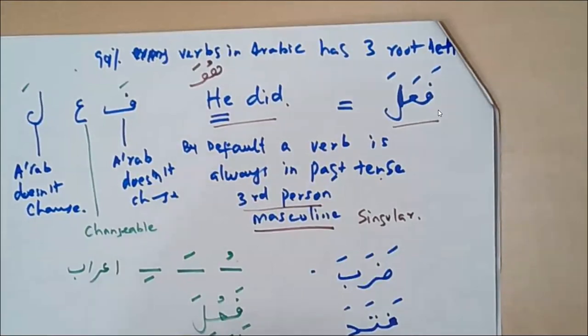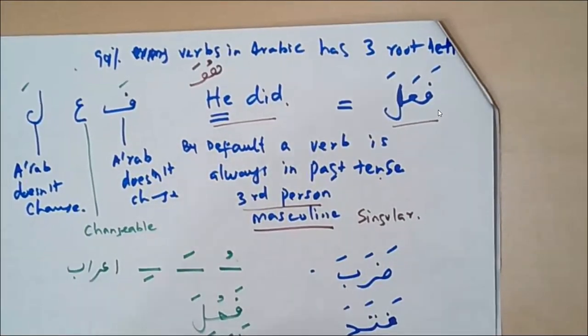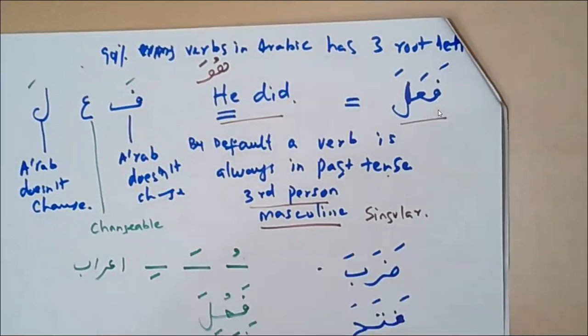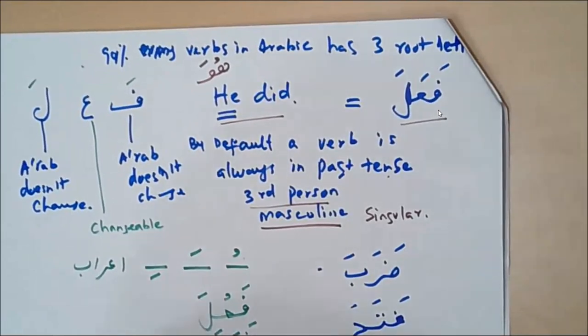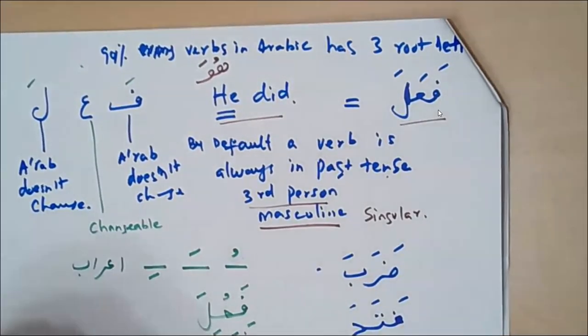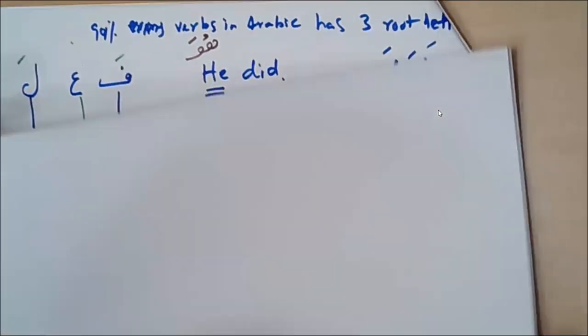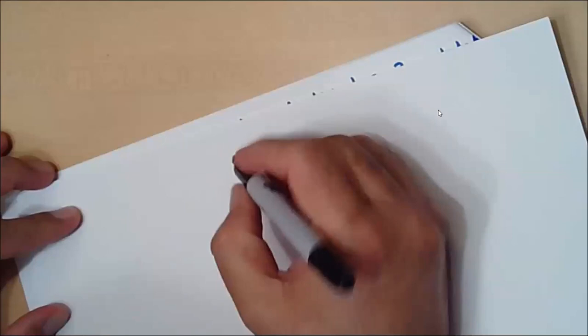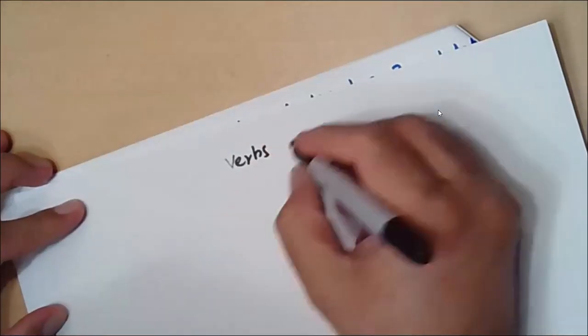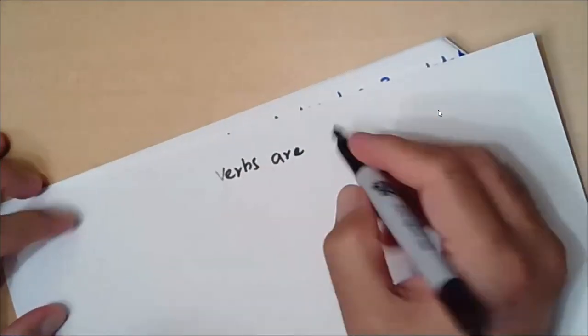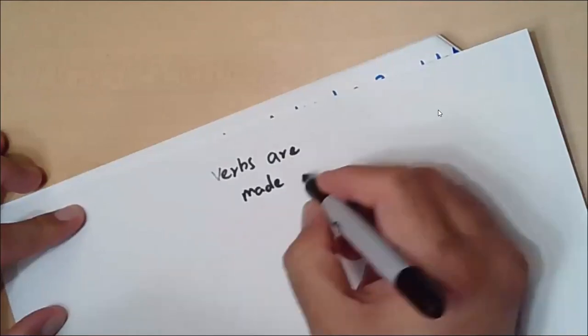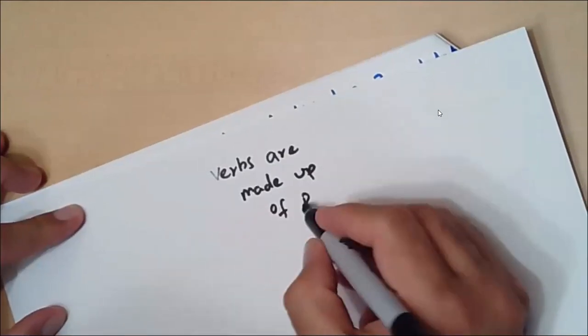So if I say why, I'm going to be making it hard for myself to understand. So fa'ala, I agree, accept, but I just need to know what is fa'ala and how do I make more tenses from this. Okay, so just to make the concept easy for you, in Arabic language, the verbs are made up of patterns.